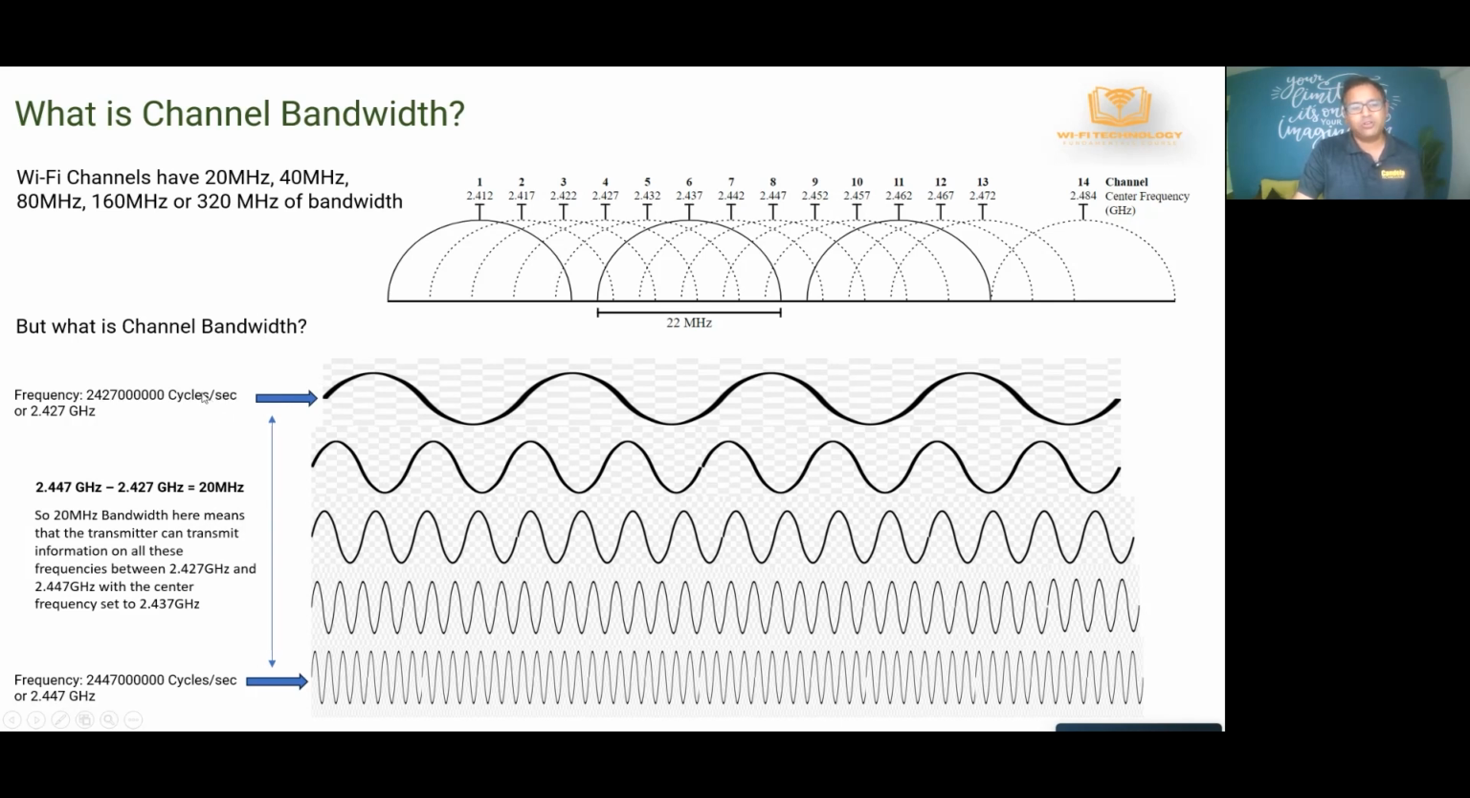So if you say that you have a 20 megahertz wide channel, that means that the information can be sent on all these frequencies that are between 2.42 gigahertz and 2.44 gigahertz. You can use all frequencies, right? That's what channel bandwidth actually means. Interestingly, that's also measured in hertz, so that's the reason why it could sometimes be confusing. But 20 megahertz really means that there is 20 megahertz worth of different frequencies that can be used to actually carry information or carry data. So I hope that part is clear when it comes to channel bandwidth.